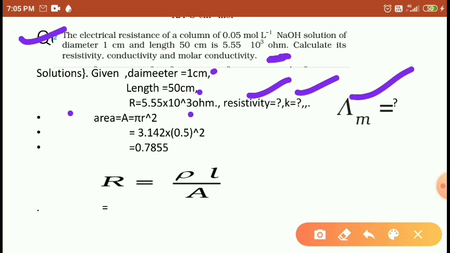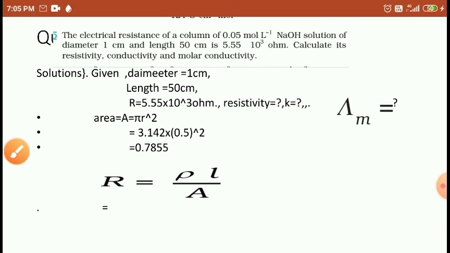For the solution, we first have to find the area. Area means pi r square. So pi is 3.142 and r square is 0.5 squared, because whatever the diameter is, half of the diameter value is the radius. So the radius is 0.5, and we get the area as 0.7855.